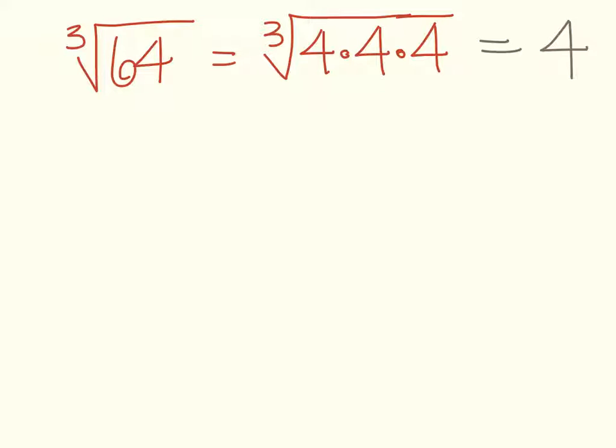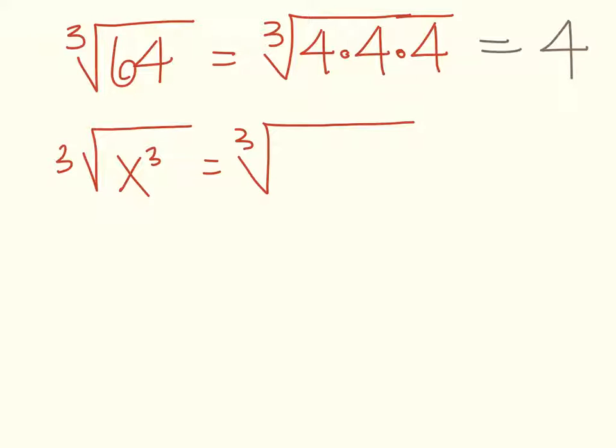How about the cube root of x cubed? Well, that's the same thing as the cube root of x times x times x. And again, just like with the square root, we're looking for a pair of terms underneath the radical. For the cube root, you're looking for a triple set of 3 terms under the radical. So this simplifies to x.